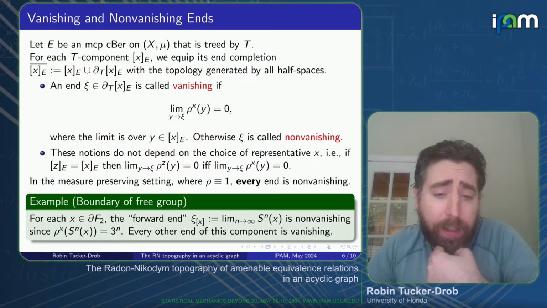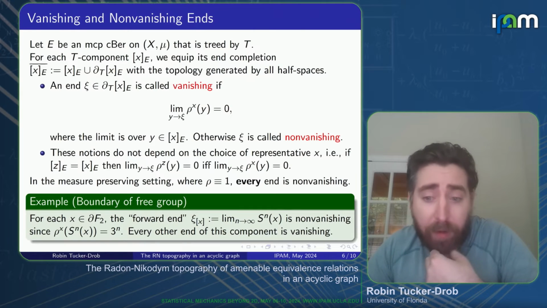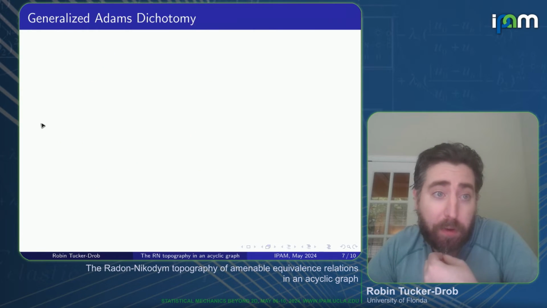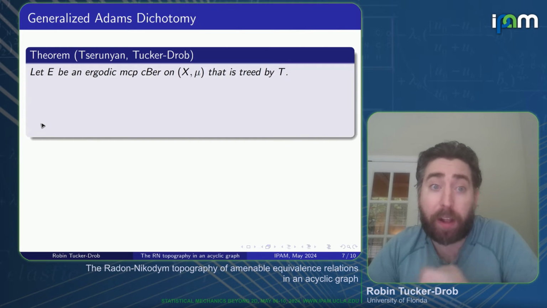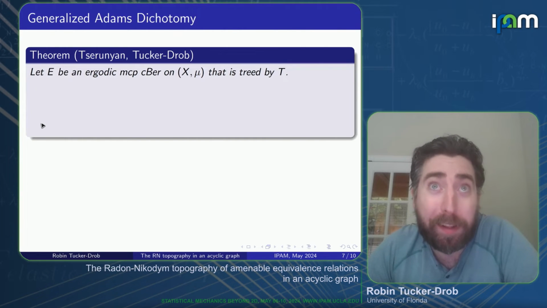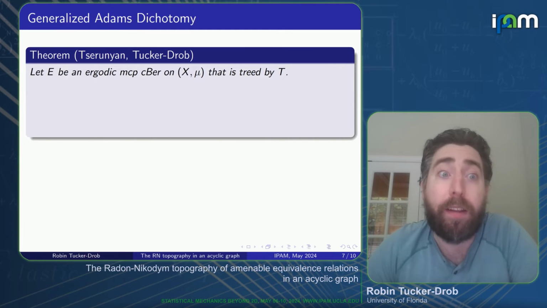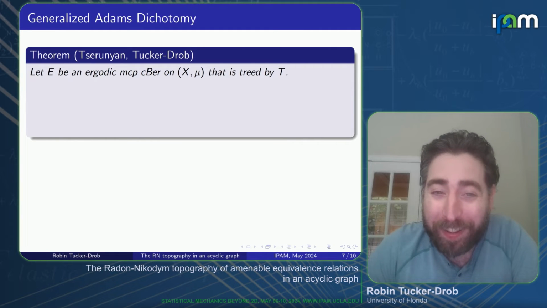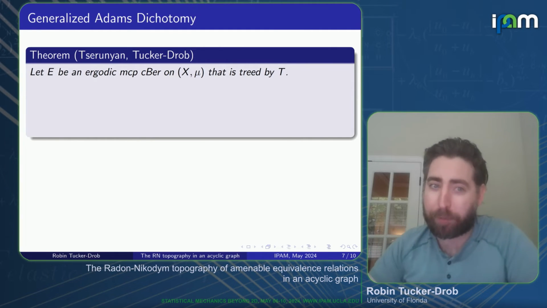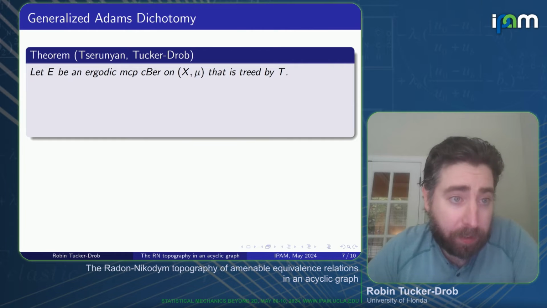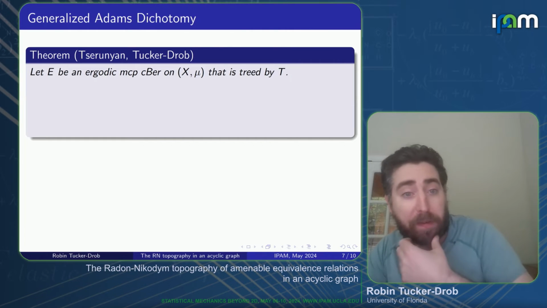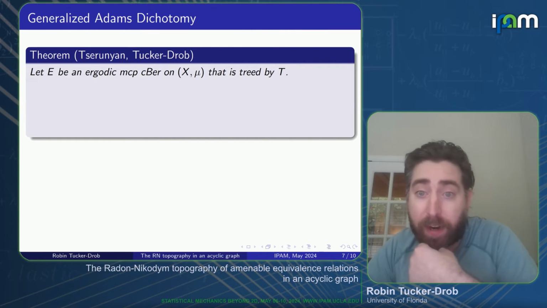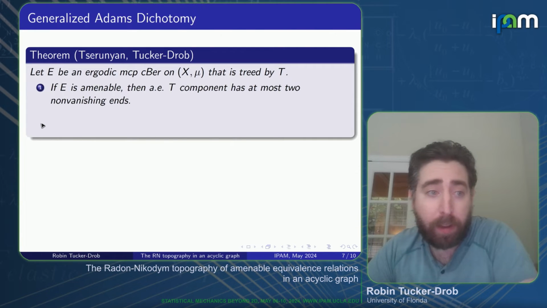And so in each component, there's one non-vanishing end. And so this notion is what allows us to do this generalized Adams dichotomy. And so we actually do get a statement that truly generalizes Adams' original theorem, because remember, in the measure-preserving setting, an end is the same as a non-vanishing end, whereas in the measure class-preserving setting, we have to make the distinction. So let E be an ergodic measure class-preserving countable Borel equivalence relation on (X, mu) that's treed by T.